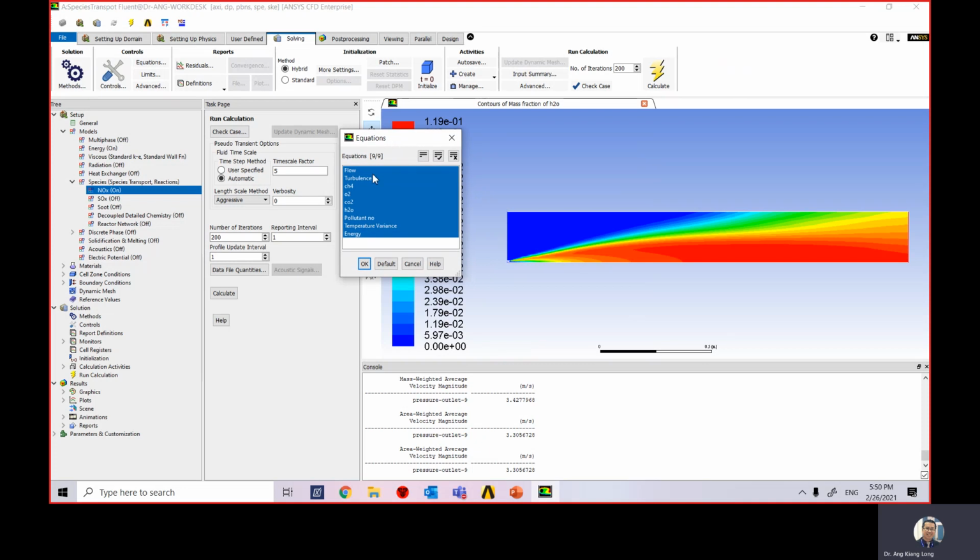You can see that by default the equation considers all these inputs, but in this case we only consider the pollutant and the temperature variance. Okay, we only consider these two equations. All right, so these are the two we're focusing on. That's why you select these two. This one will be calculated in the post-processing mode.